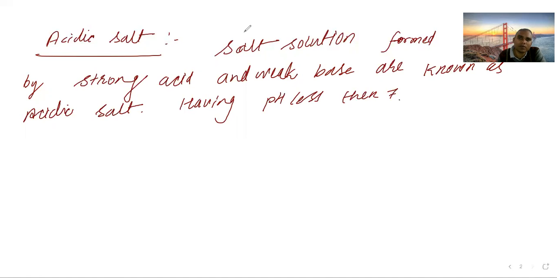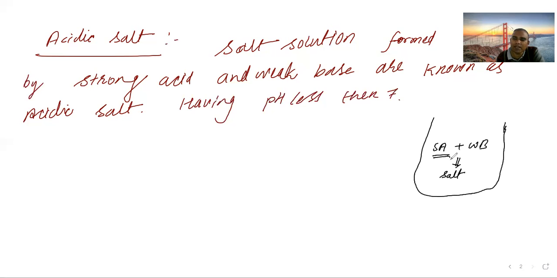So let us try to understand what they are saying. Suppose in the system we are having strong acid, SA, plus weak base, WB. Which will have more effect, a strong acid in the solution or the weak base? The strong acid. So they are going to form salt, but the strong acid has the effect, so the salt that forms is what is known as acidic salt.